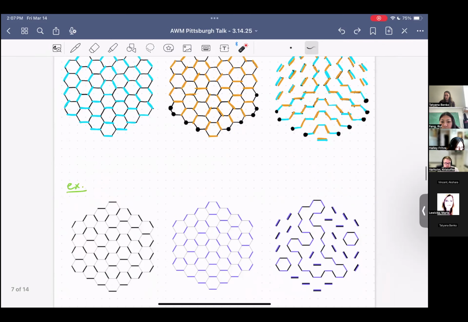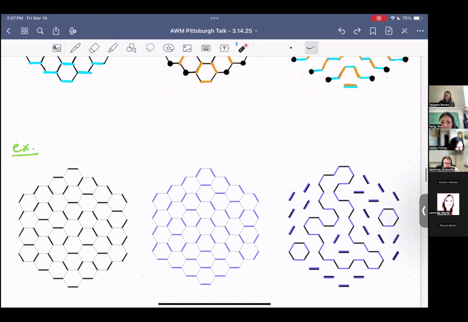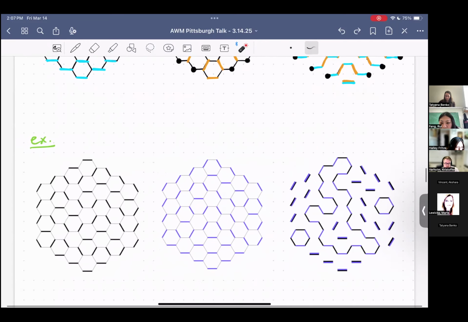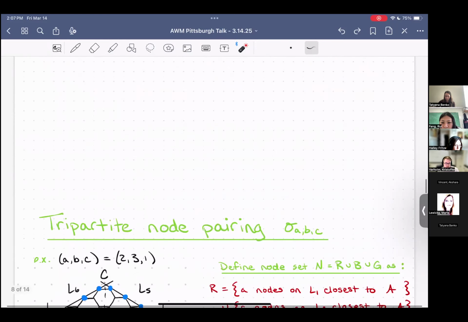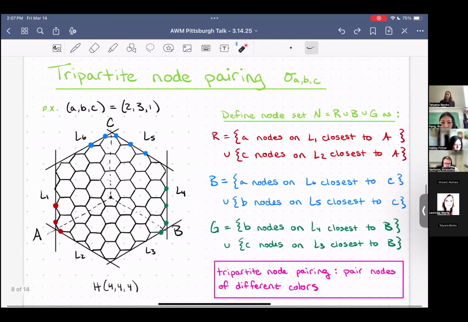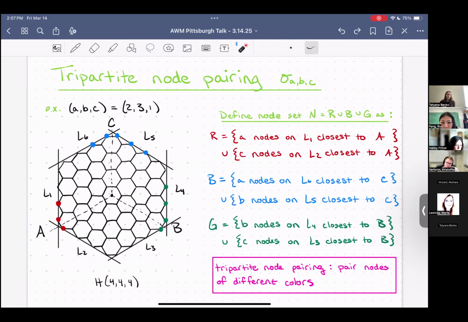Here's another example where I have some loops showing up. Okay, so kind of the idea of what we do is we take these double box configurations and we map them to a double dimer configuration with a certain set of nodes and a certain pairing of those nodes. So here's the particular pairing that we're going to use.